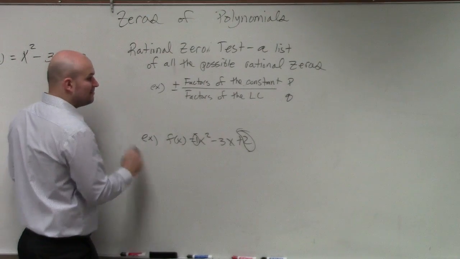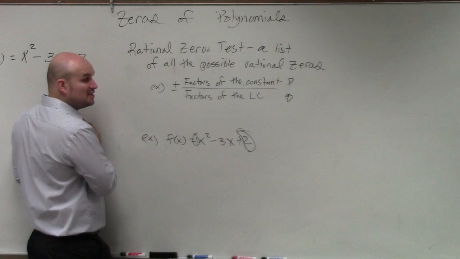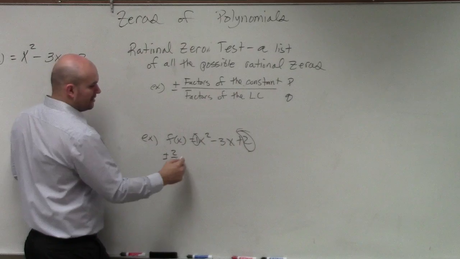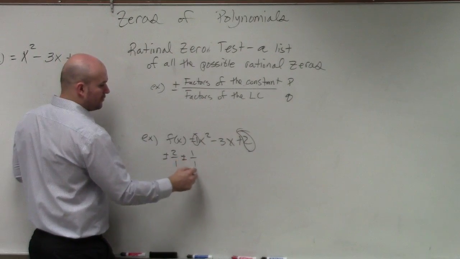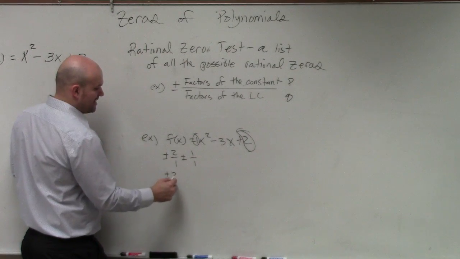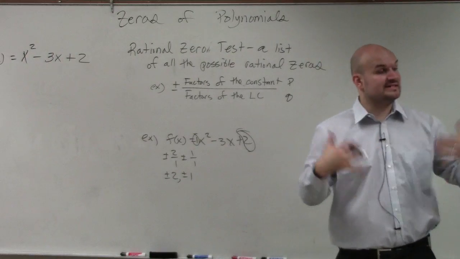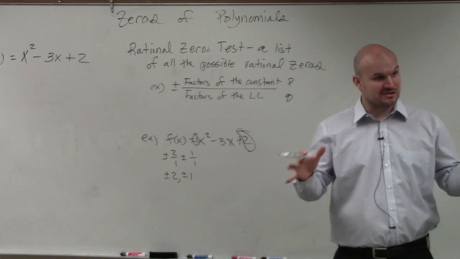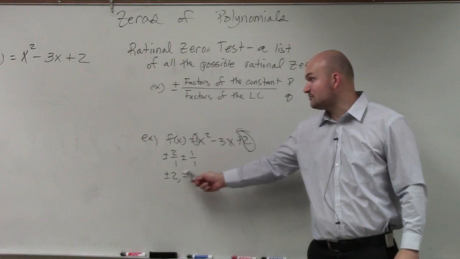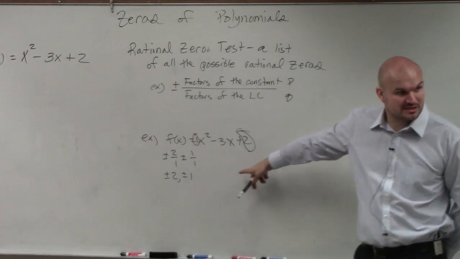Okay? So by the rational zero test, the list of possible rational zeros is going to be plus or minus 2 over 1, plus or minus 1 over 1. So therefore, we could say it's basically going to be plus or minus 2, comma, plus or minus 1. That means if I have a zero that's a rational zero, it's going to be one of these 4 numbers: positive 2, negative 2, positive 1, negative 1. And you look over there. Are those 2 zeros part of our rational zero test?